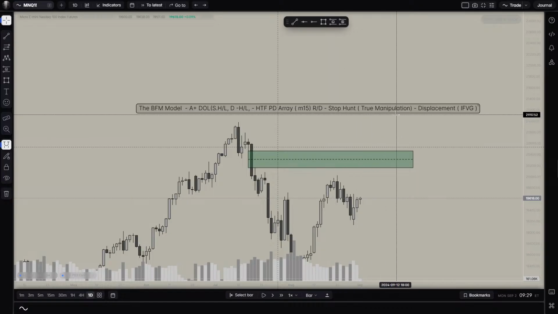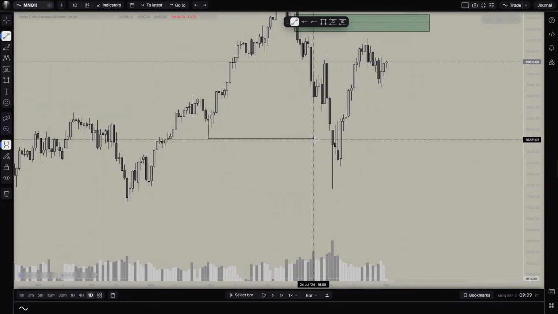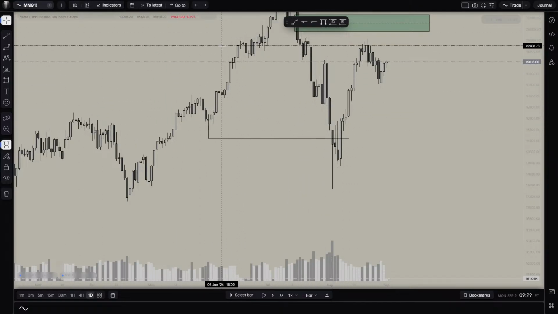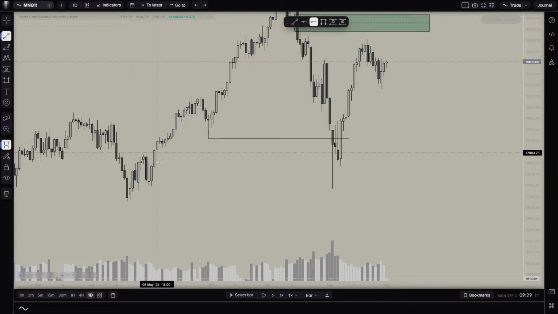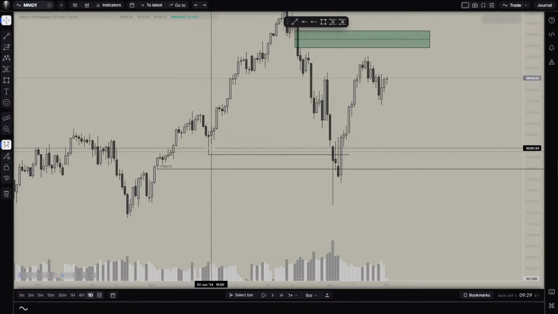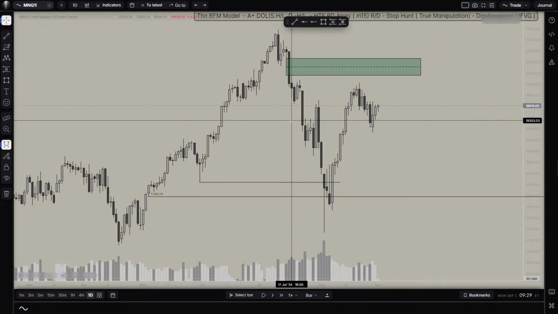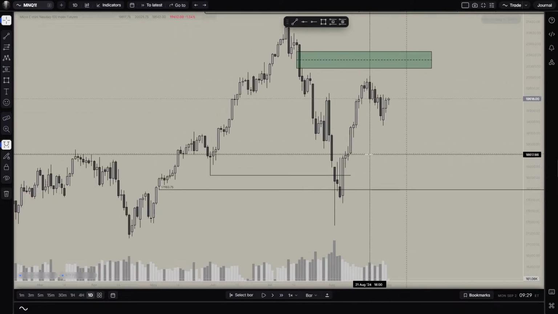Then comes the stop hunt part. This is the stop hunt where price hunts for liquidity. If you can see this low, and this low also, what price did was, there were stop orders here. People who bought here would have placed their stop loss below this, and those who bought from here would have placed their stop loss somewhere below this candle.